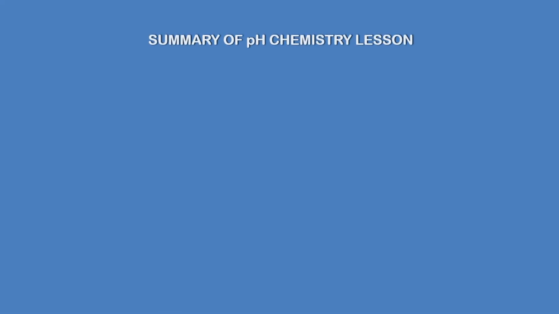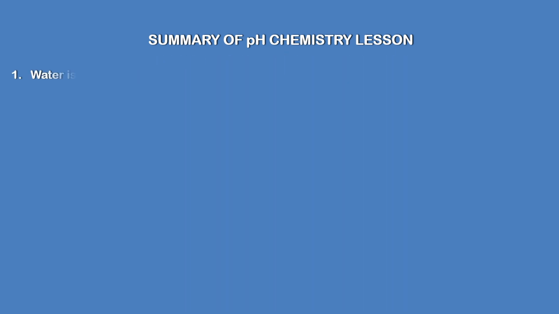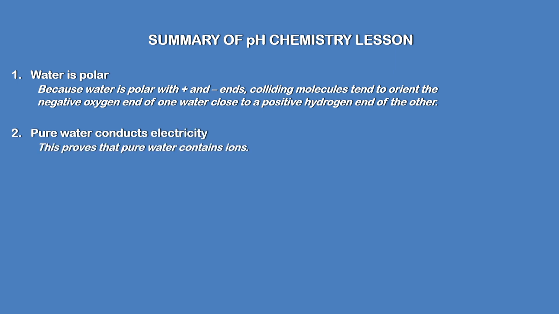Now it's time to summarize all of this chemistry. Just 3 properties of water explain why pH meters measure hydronium ions instead of hydrogen ions. First, water is polar. Because water is polar, with plus and minus ends, colliding molecules tend to orient the negative oxygen end of one water close to the positive hydrogen end of the other. Second, pure water conducts electricity. This proves that pure water contains ions.